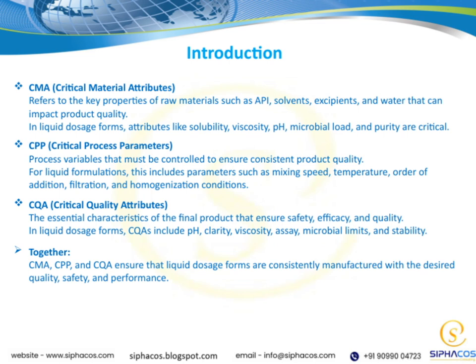Moving on to critical process parameters, or CPPs. These are the process variables that we need to control carefully to ensure we get consistent, high-quality products. For liquids, this includes things like mixing speed, temperature, the sequence in which ingredients are added, filtration conditions, and homogenization. Finally, critical quality attributes, or CQAs, are the essential characteristics of the finished product. They guarantee the safety, efficacy, and overall quality of what we deliver to patients. For liquid forms, CQAs include parameters like pH, clarity, viscosity, assay results, microbial limits, and stability.